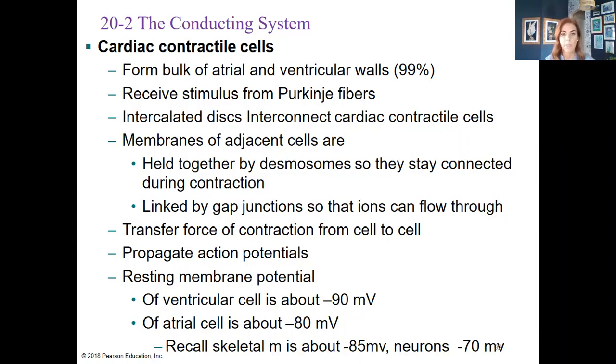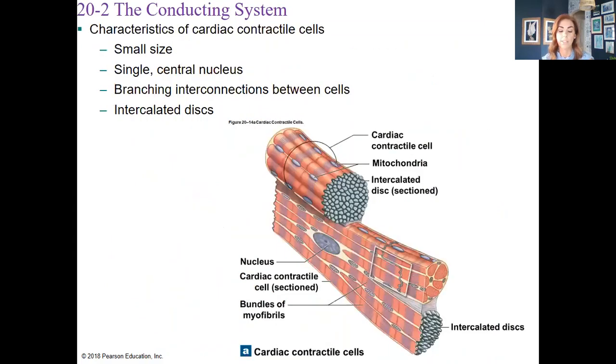Now, whenever I talked about the autorhythmic cells, I said that the pacemaker cells don't have a stable resting membrane potential. Remember, they have that gradual depolarization that starts off at about -60 millivolts as their membrane potential. The contractile cells are different. So put a little star at the bottom so that you can see that the resting membrane potential of the ventricular cell is about -90 millivolts, and then the atrial cell is about -80 millivolts. This graph is not going to look the same as your autorhythmic cells.